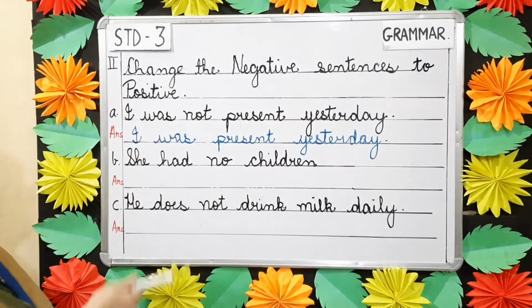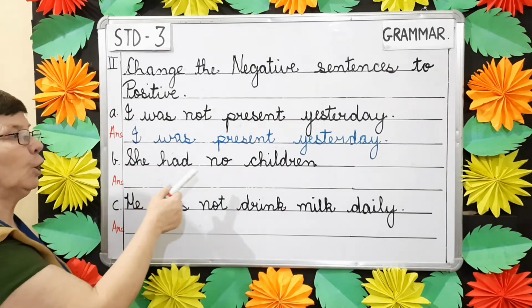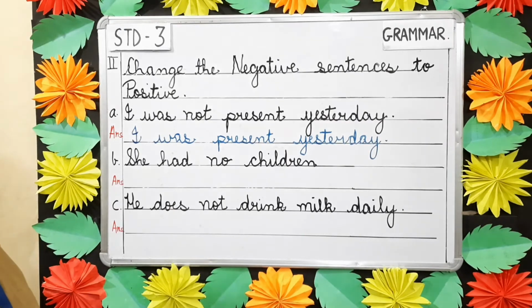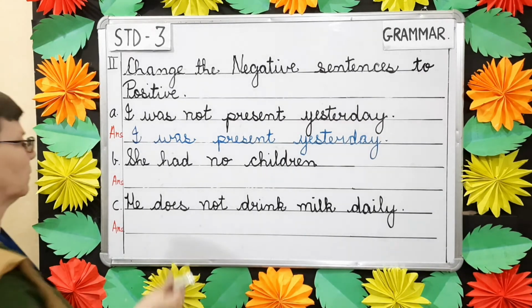Next, B. She had no children. The answer is she had children.